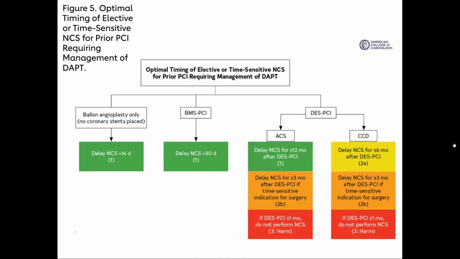All right, so what time are we looking at? Optimal timing of elective or time-sensitive non-cardiac surgery for prior PCI requiring management of DAPT. So bare metal stents, you need to be on DAPT for a month, and then it re-endothelializes. Drug-eluting stents, sirolimus, paclitaxel, don't re-endothelialize, so they need dual antiplatelet therapy for a longer period of time, because your platelets will see metal and make a clot, and you'll have in-stent thrombosis, which carries an 80% mortality.